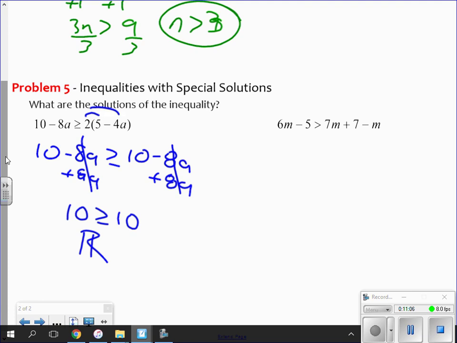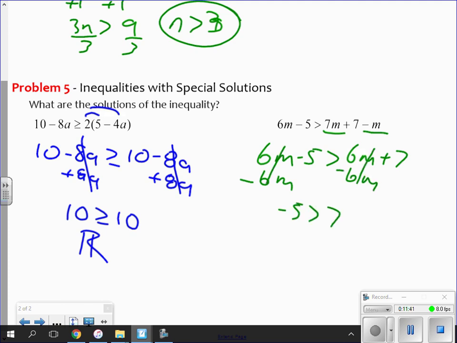Let's do this one here. My first step on this one, well, I don't have any parentheses. I do, however, have like terms on one side. So I have 6m minus 5 is greater than 7m minus 1m, which is 6m. And, ooh, looks like we got the same kind of thing going on here. Exactly the same variables. If I subtract 6m from both sides, those go, and I get negative 5 greater than 7.